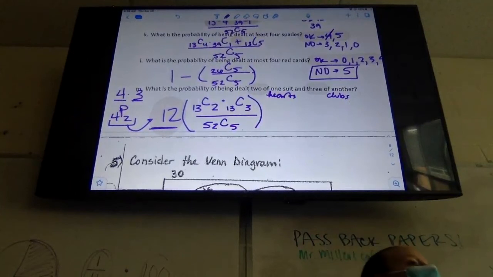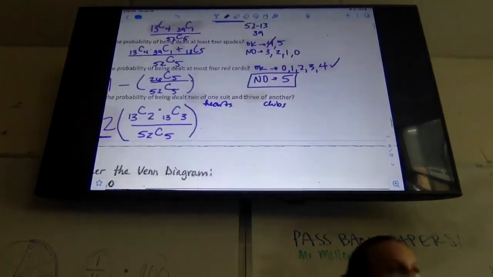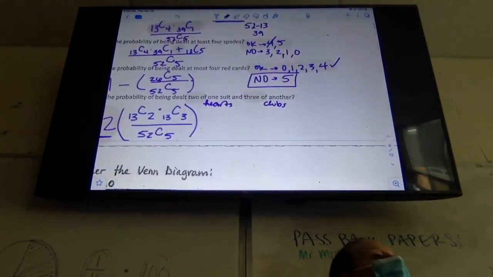It's 4P2 because it matters if I did hearts first or if I did clubs first, because I only want 2 suits. Question on M? Yeah. Why does order matter if they don't give us a specific suit?